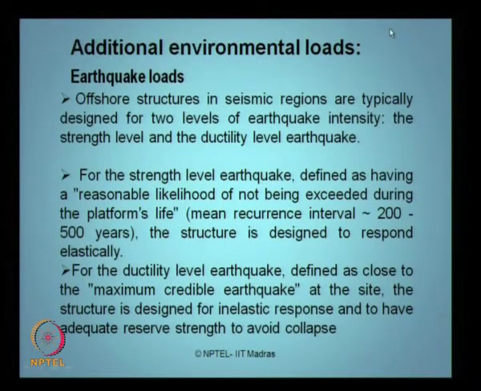Let us now look at what are the different additional environmental loads coming onto the system. If you look at the earthquake loads, as I said, this is one of the predominant loads acting on an offshore structure. Offshore structures in seismic regions are typically designed for two levels of earthquake intensity, the strength level and the ductility level earthquakes. For the strength level earthquake, which is defined as having a reasonable likelihood of not being exceeded during the platform life, the mean recurrence interval is approximately 200 to 500 years. The structure is designed to respond elastically.